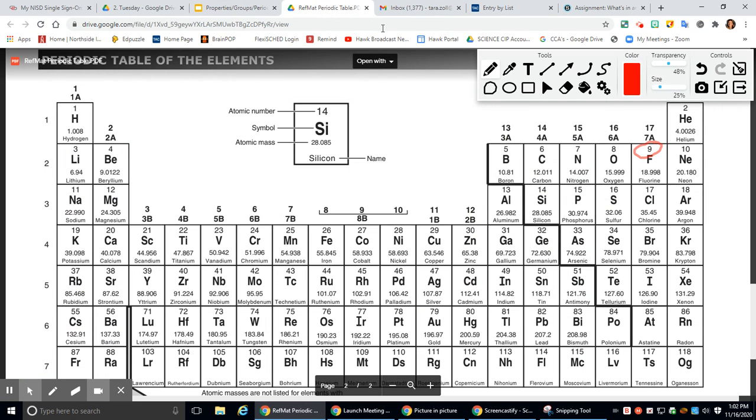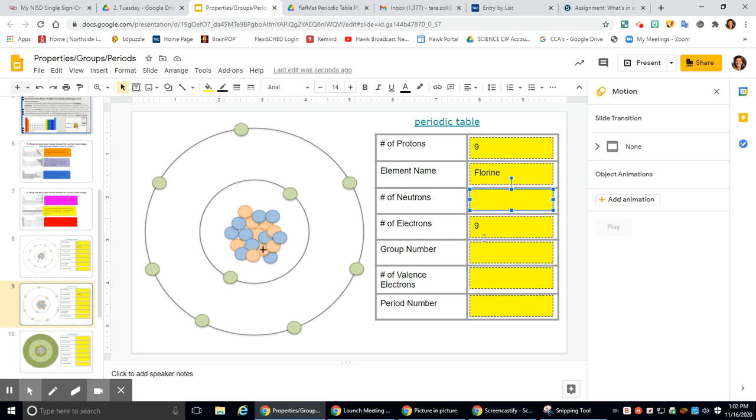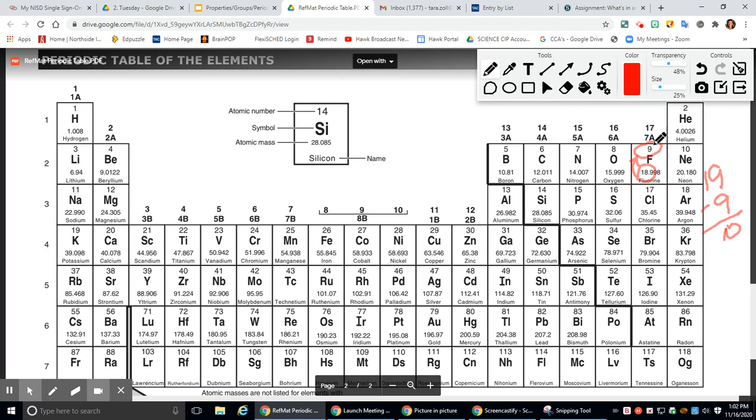And my number of neutrons, I can calculate that by looking at my mass number, subtract my atomic number. So your mass number rounded would be 19. So mass number subtract atomic number would give me 10 neutrons. My group number would be the number above the symbol.